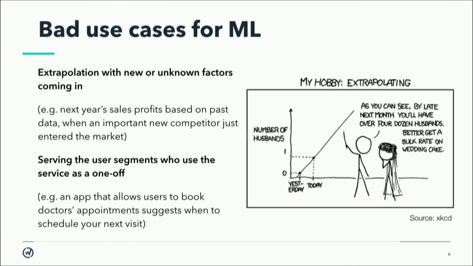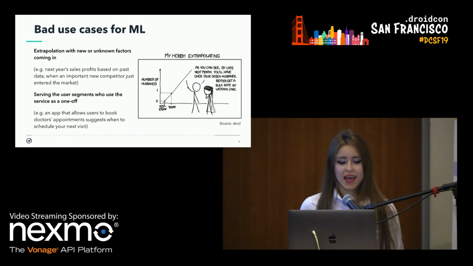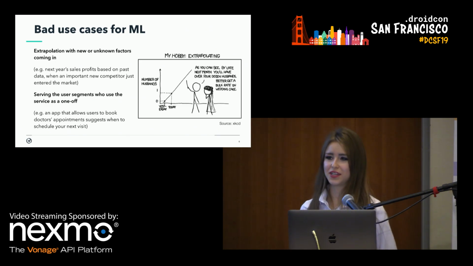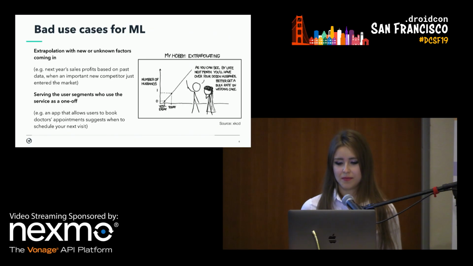And also, it can be the case where you have user segments that can vary significantly. So, for example, you have an app that allows people to book doctor's appointments, right? And you want to suggest what would be the best time to schedule your next visit, but you have to remember that there are going to be different kinds of people going to that doctor. So it's going to be people that are mostly healthy, and they just come in for a check-in. And there are people with, for example, chronic illness that will need to visit this doctor more often.